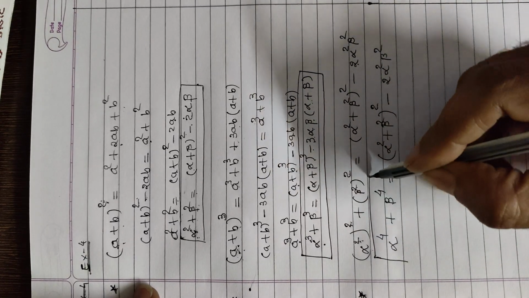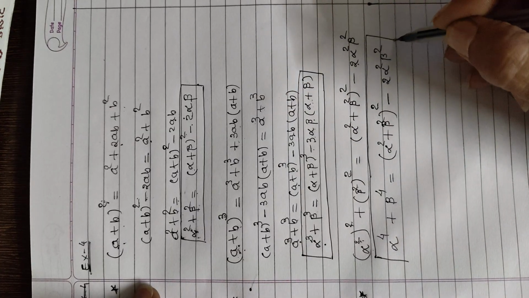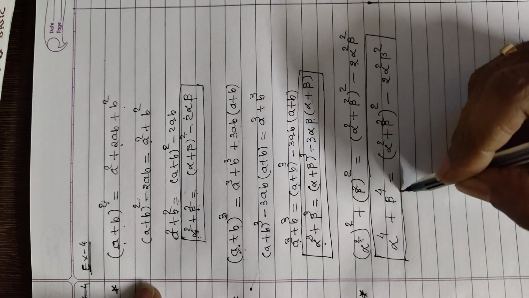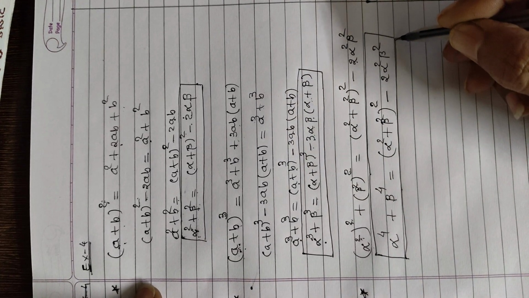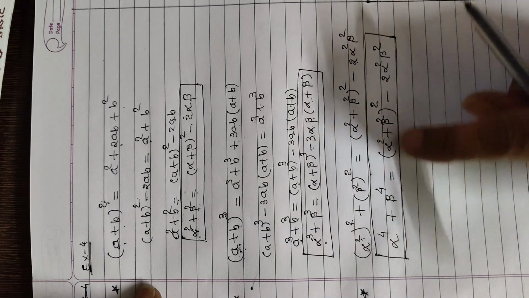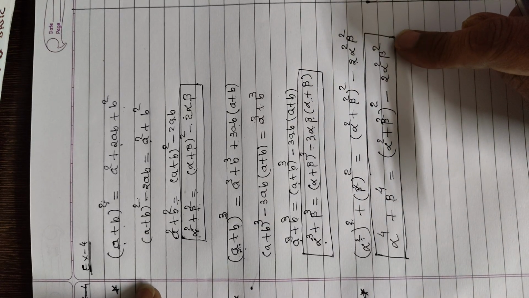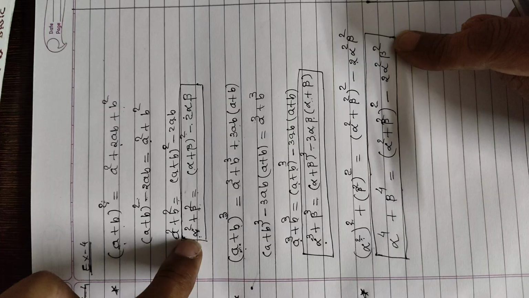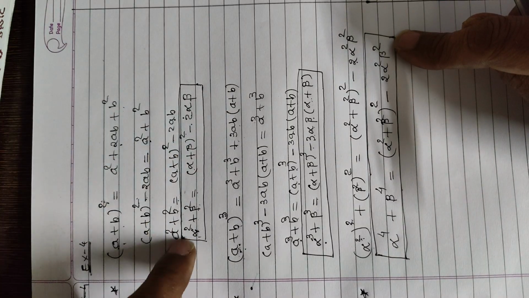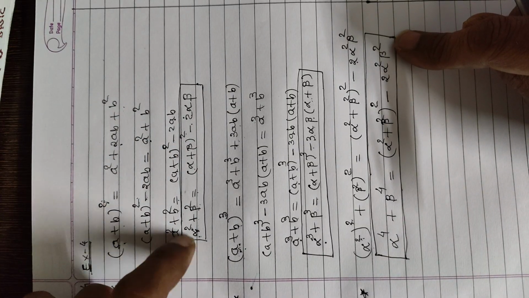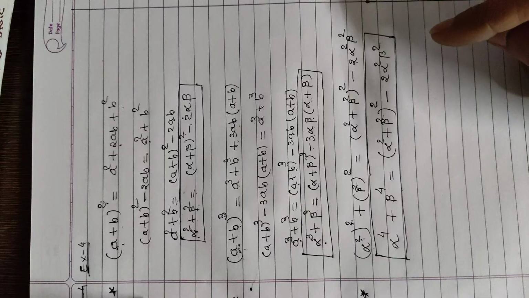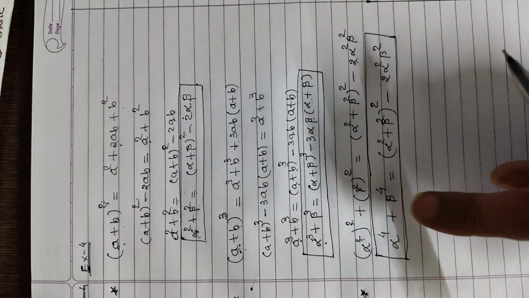So this is the third formula. Not necessary to remember it. This is not necessary that you have to remember. You have to remember this formula and just put alpha square in place of alpha and beta square in place of beta. You can derive this formula.